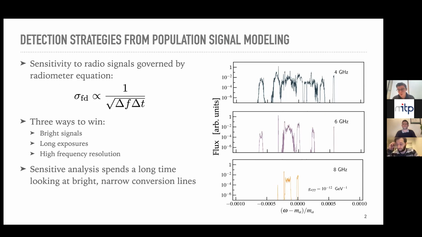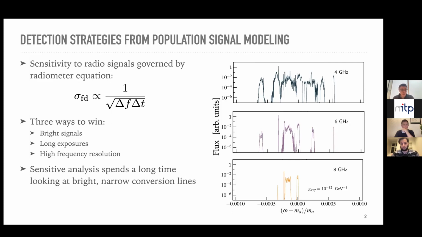So when we ask how do we actually go out and look for these radio signals, we need to do something to estimate our sensitivity. In order to do that, we're just going to use the simple radiometer equation. So basically what the radiometer equation tells you is that your statistical uncertainty on a flux measurement is going to scale inversely with the square root of the product of the frequency width of the signal that you're trying to measure, multiplied by the amount of time you actually spent looking at your source.